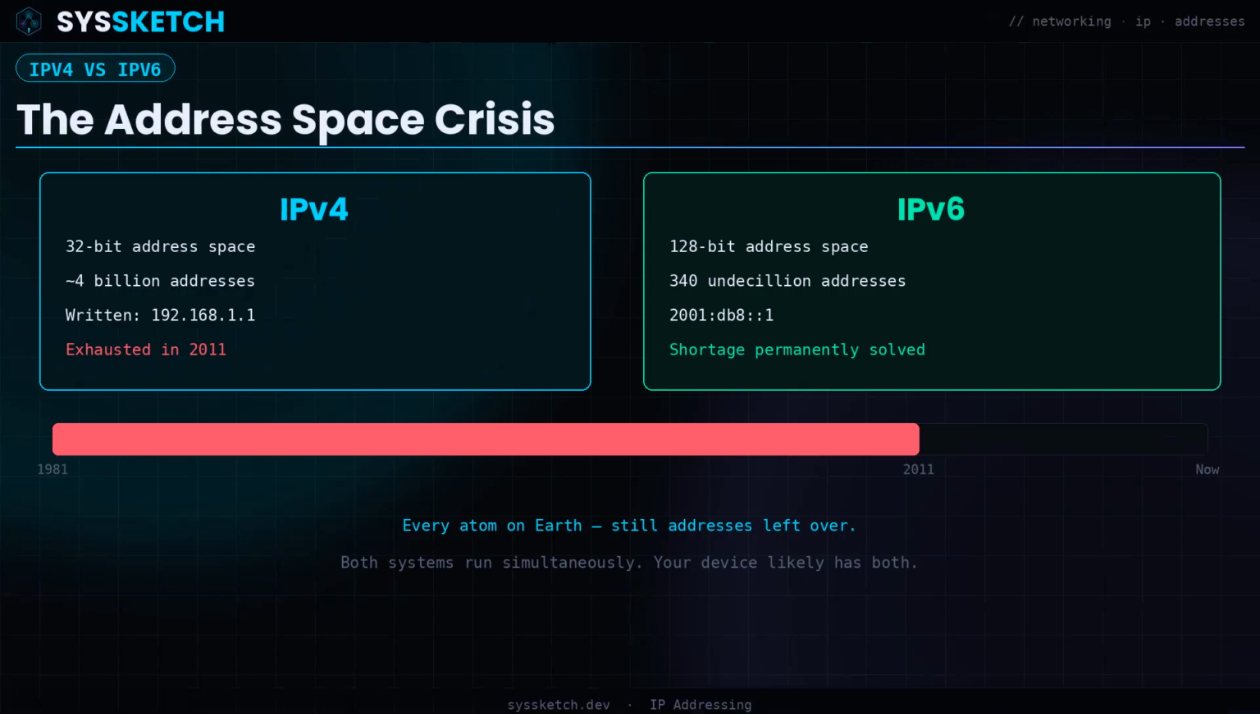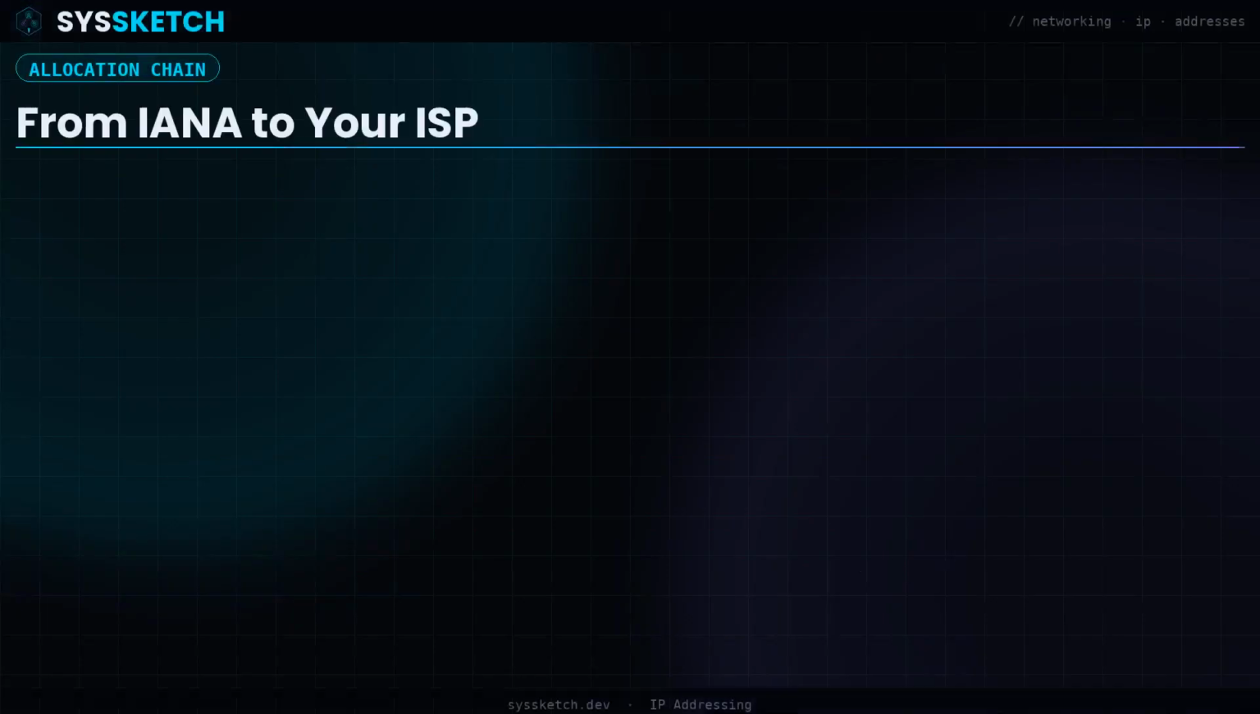IPv6 uses 128 bits instead of 32. It is written as 8 groups of 4 hexadecimal digits, separated by colons. The address space it creates is almost incomprehensibly large. We could assign a unique IPv6 address to every atom on the surface of the Earth and still have addresses left over. The shortage problem is permanently and definitively solved.